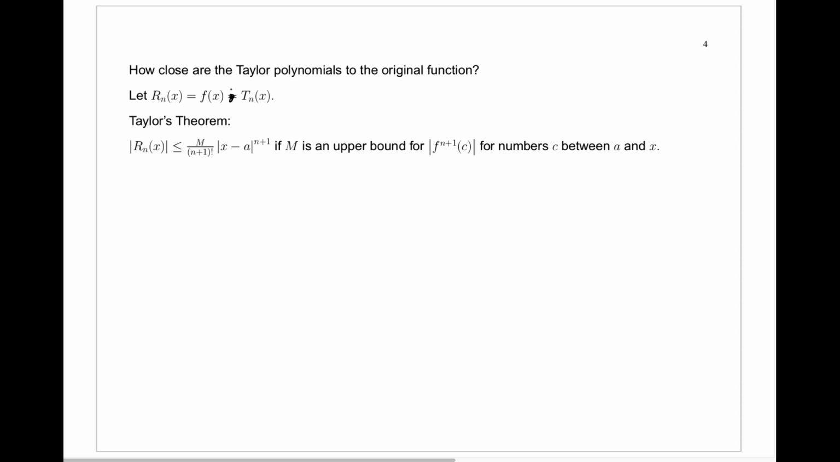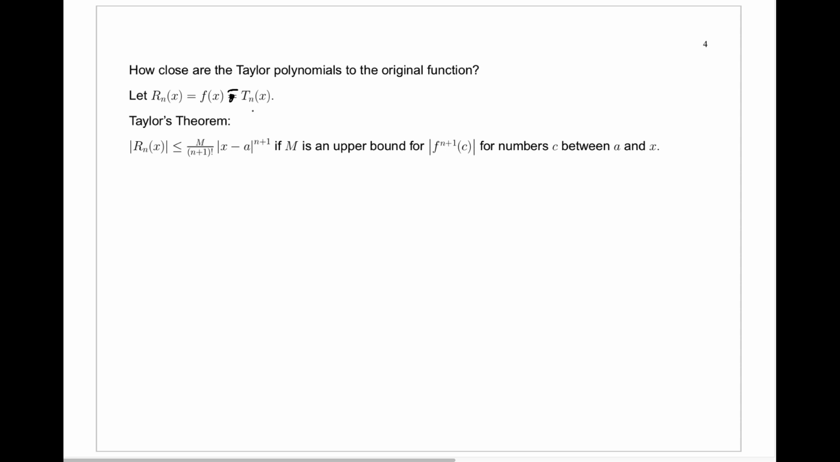We can make precise this idea of an approximation by talking about the error, which is given the name r sub n, the remainder for the nth degree Taylor polynomial, or sometimes called the nth degree Taylor remainder for the function f. That's just the original function f minus the nth degree Taylor polynomial. It's what you get if you add up all the terms in the Taylor series beyond the nth degree term. These are all the ones that you're skipping if you're just using t sub n to approximate the function f.